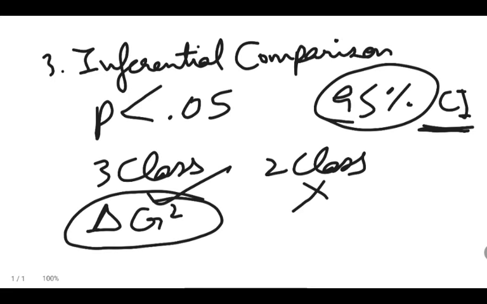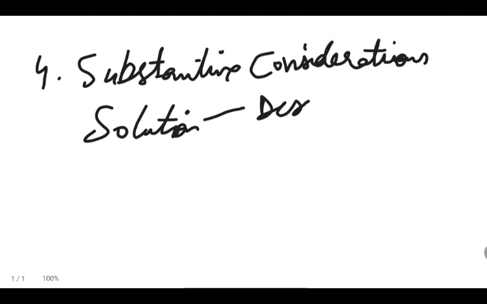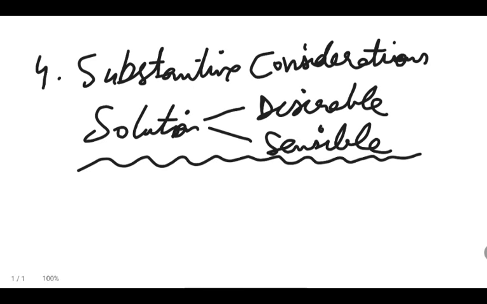Now we come to the fourth criteria of assessing the number of classes, that is, substantive considerations. These considerations help us to determine the number of classes based upon the worthiness of the solution. That is, whether the solution is desirable and it makes sense. It should be desirable and it should make sense, sensible as per the theory, as per the background, as per the extensive review which you have conducted on the topic.